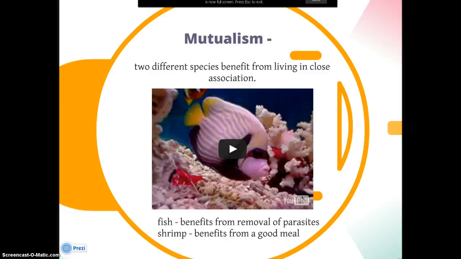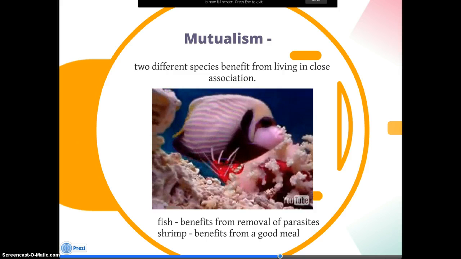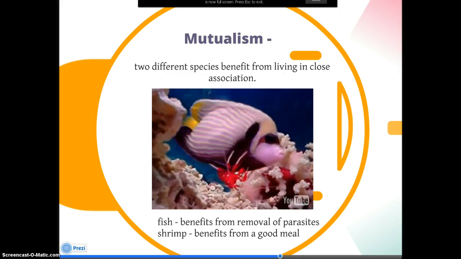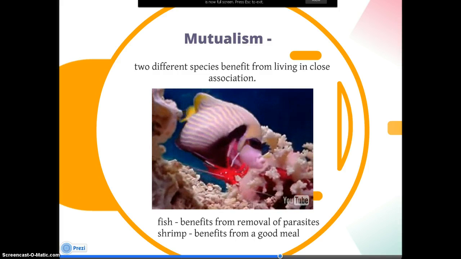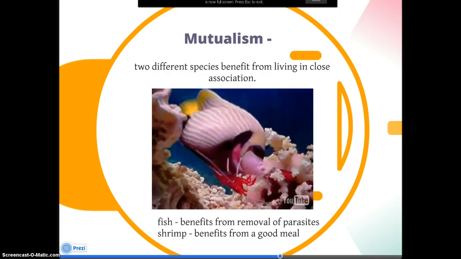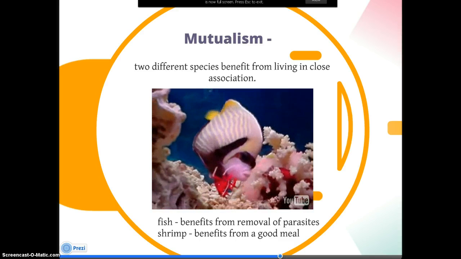Another type of symbiotic relationship is called mutualism. Mutualism occurs when both of the two species in their relationship benefits. Here we see an emperor fish and a cleaner shrimp in a very close relationship. Most shrimp are looked at as a meal for various fish in the ocean, but the emperor fish and this particular shrimp have a mutual understanding.